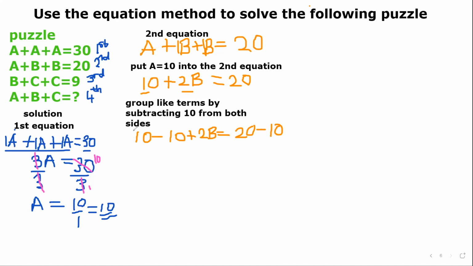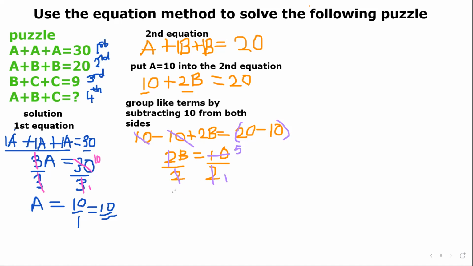Now, this positive 10 will cancel this negative 10. Then the equation will be 2B equal to 20 minus 10 is 10, when you solve this side. Now, to find the B, divide both sides by the number attached to the B, which is 2. Good. So these 2 will cancel these 2 so that the B will be free. When you come to this side, 2 goes into 10 five times.